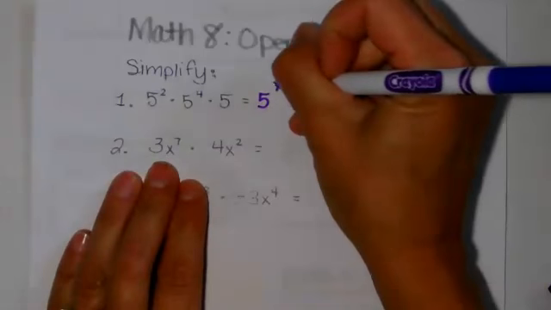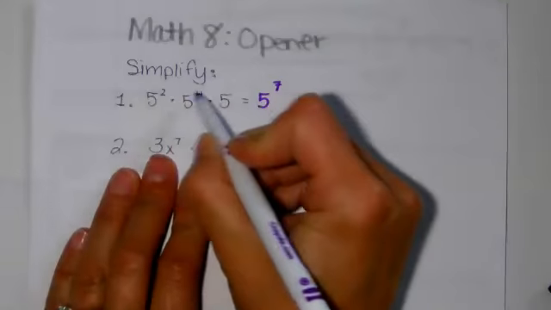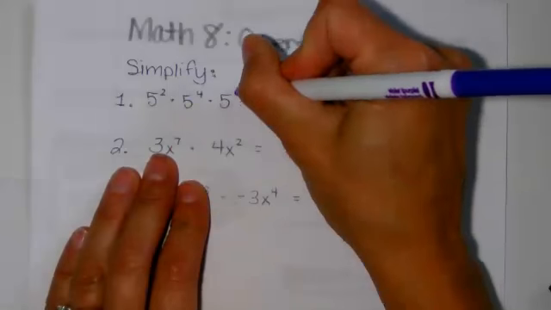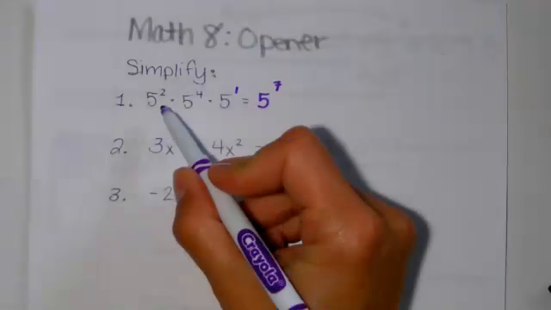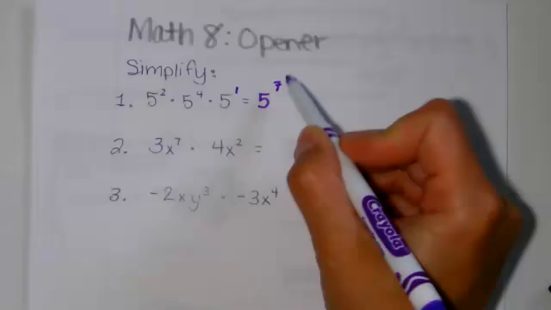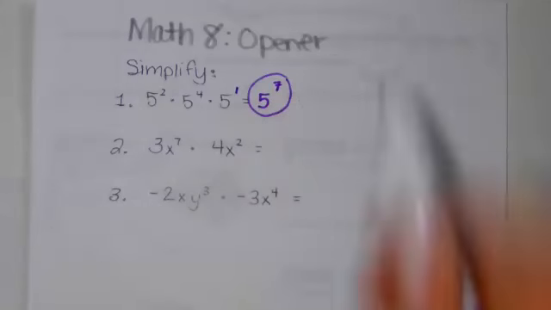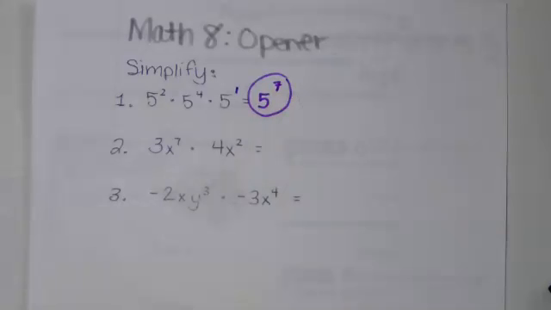Great job. That's excellent. 2 and 4, and there's a hidden 1 on this 5 right here, okay? So to get 7, we add 2 plus 4 plus 1. This is the final answer for this one. Great job. Okay, next one is 3x to the 7th power times 4x to the 2nd power.